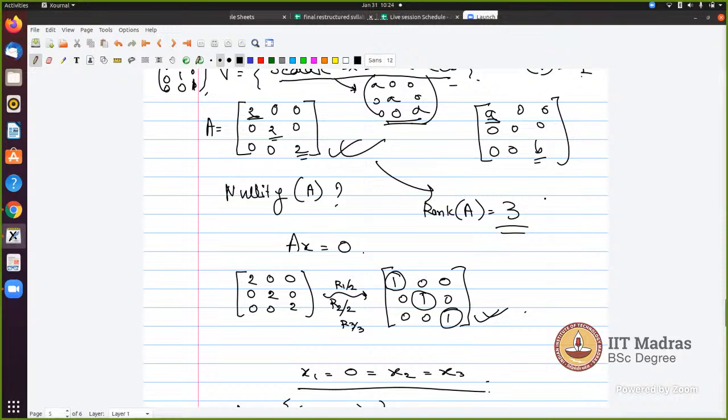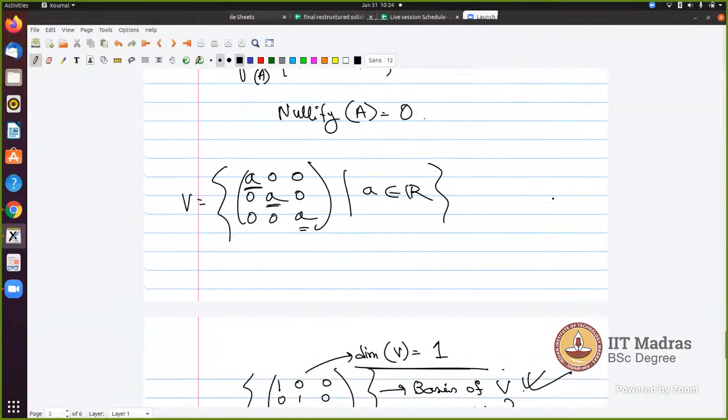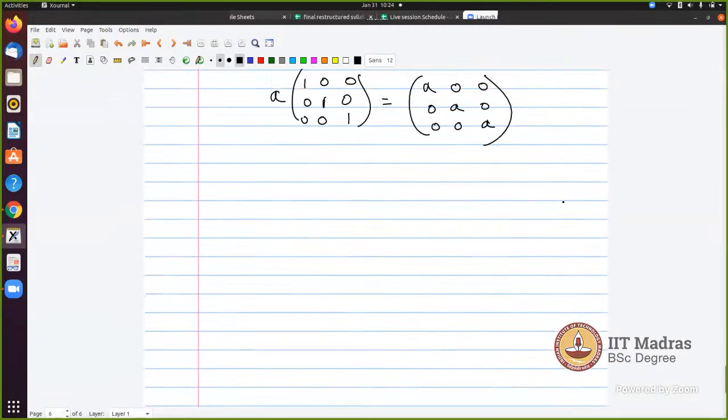So rank of A plus the nullity of the matrix A equals the number of columns, if A is an M cross N matrix. Yes. Why is that so? Because when I am taking each of the columns, there is a pivot element. The pivot elements are basically the rank. So the rest of that is basically the number of independent variables. Yeah, correct. You have got it correct.